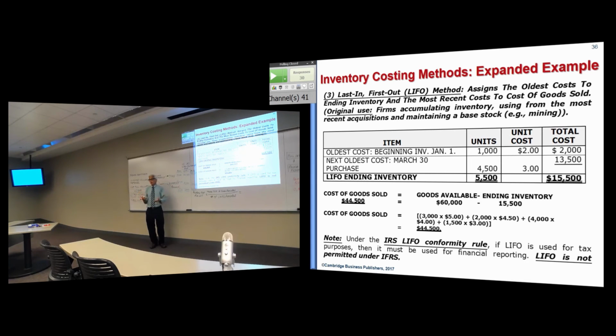Now, why they picked LIFO, I don't know. I mean, there are other methods that you can use to reduce taxable income, and still show a higher number to your stockholders. For some reason, LIFO was being used very, very frequently. Companies were taking advantage. So they thought this might be a way to slow up the use of LIFO.